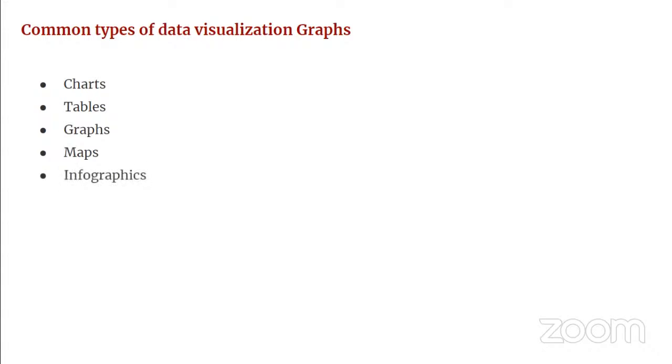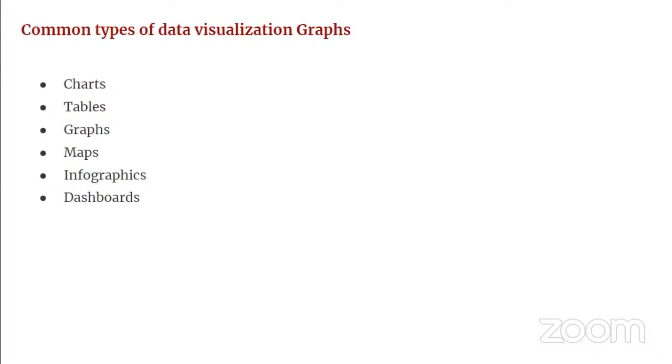Infographics are a summarized way to use colors and visualization to explain your data. We're going to look at examples later. Dashboards, I think I've already explained. So those are the common types of visualization we are going to encounter.